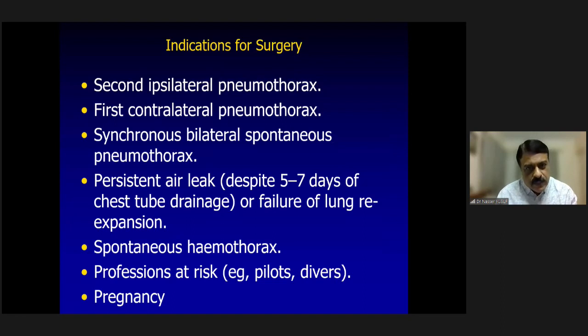And so what we say as surgeons, and for the patient, a second ipsilateral pneumothorax, surgical opinion should be taken. First contralateral pneumothorax, synchronous bilateral spontaneous pneumothorax, persistent air leak, spontaneous hemothorax at times, and those professionals at risk, like pilots and divers, and of course, pregnancy, please consider a surgical opinion.